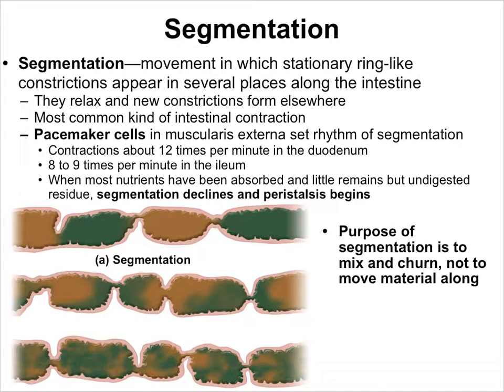The rate at which these contractions occur depends on how many nutrients there are and where in the intestines you are. It's about 12 times per minute in the duodenum, about 8 to 9 times per minute in the ileum. When most of the nutrients have been digested and absorbed, and you're not getting any more nutrients absorbed, the rate of segmentation will go down. Those pacemakers will fire slower, and then peristalsis begins to take over.